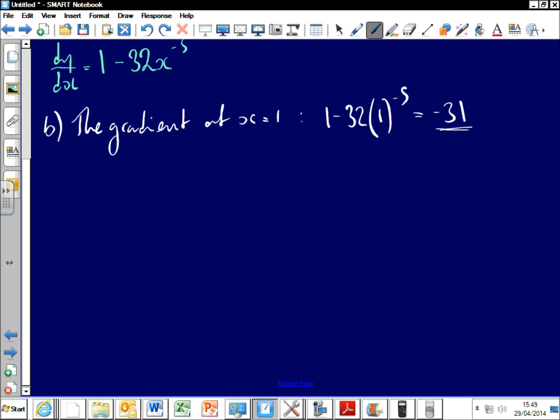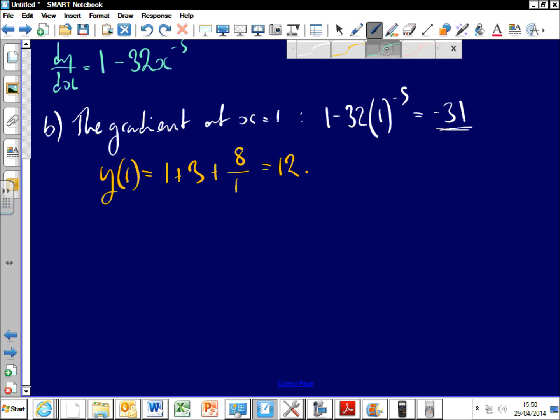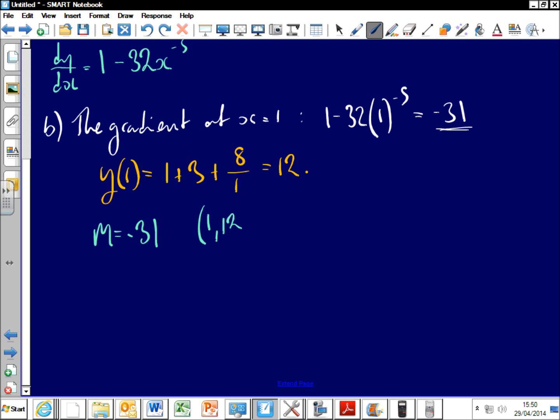What else do I need to find the equation of the tangent? I need a coordinate it goes through. I know that the x value is 1, so I need the y value at 1, but I can use the equation that I've got for y, sub in 1 into that, and I'm going to get 1 plus 3 plus 8 over 1. Do you agree with that? I'm going to sub in 1, and I'm going to get 4 plus 8, which is 12. Okay? So what I know about this tangent line, Josh, got to pay attention. What I know about this tangent line is the gradient is negative 31, and I also know it goes through this point 1, 12.